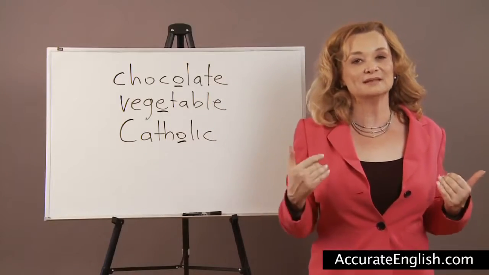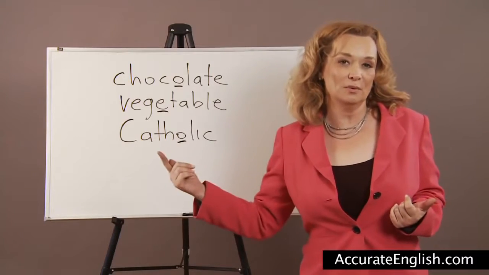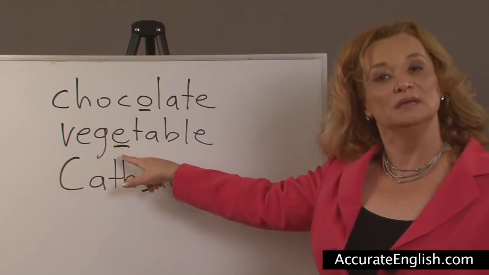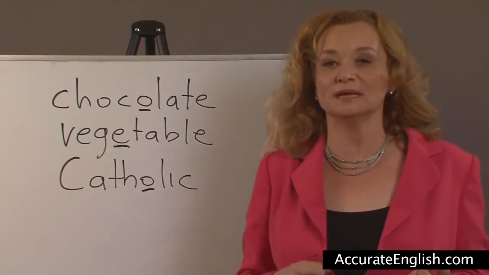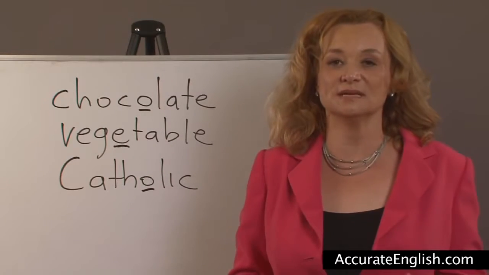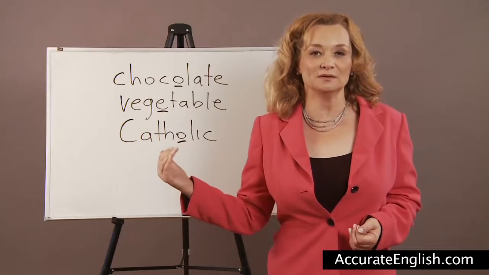The common mistake that I hear my students say is something like this: vegetable or vegetable. If the E disappears, it's going to sound like this: vegetable. Faster, it sounds like this: vegetable. I'd like to order some vegetables, please.